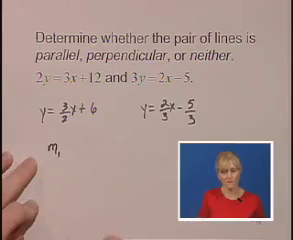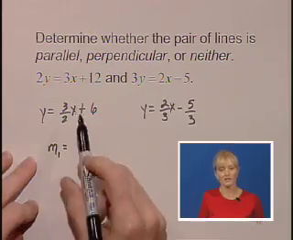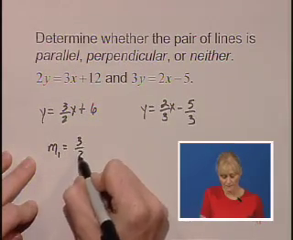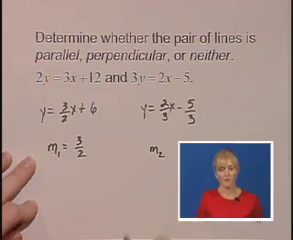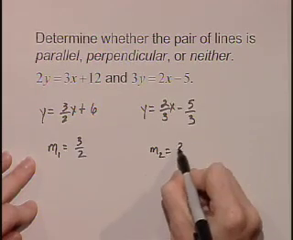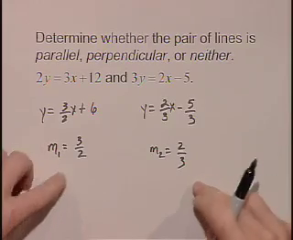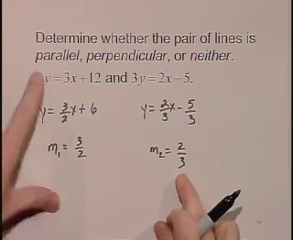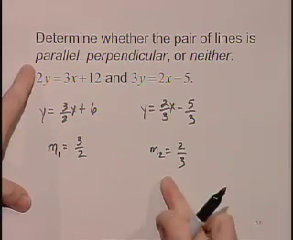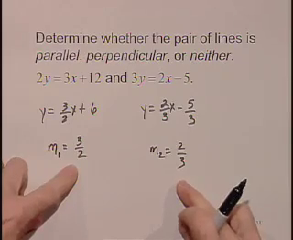We'll label our first slope, again being the coefficient of the x term, as 3/2. The slope of our line number 2, the coefficient of the x, is 2/3. Looking at these two slopes, to be parallel, they would have to be identical. They'd have to be equal, and they're not.